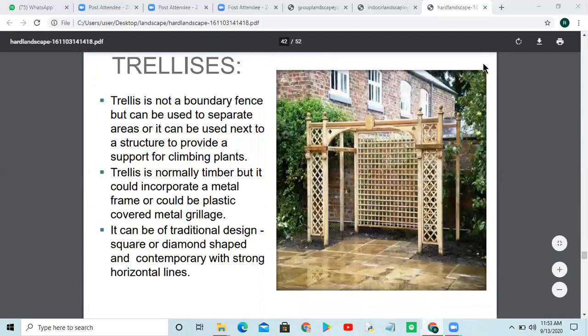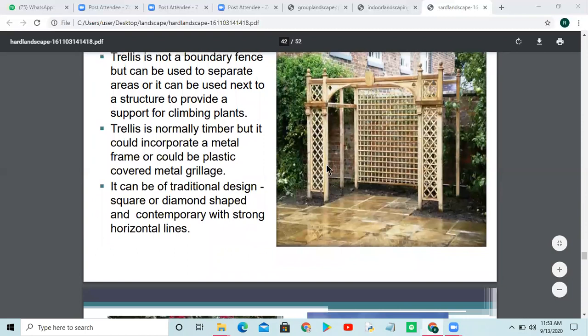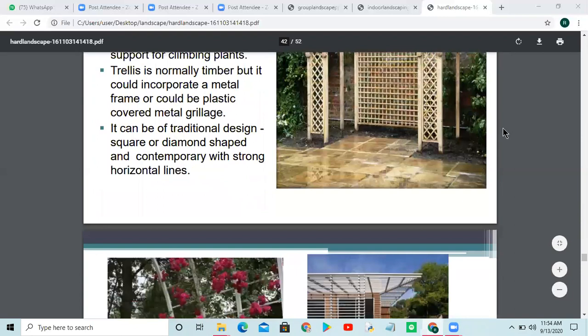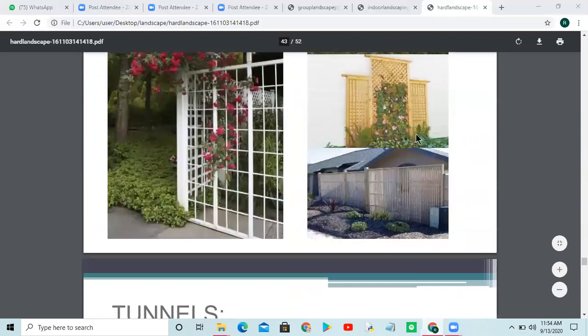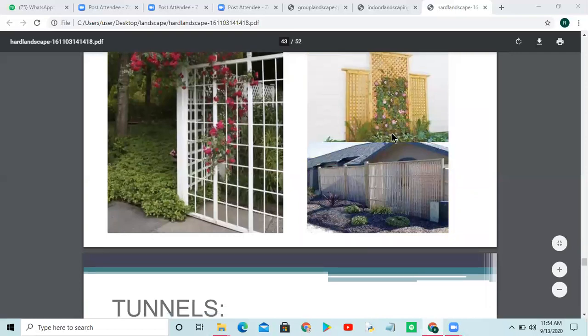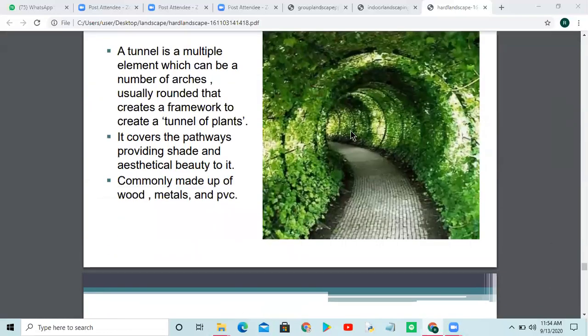These are structures where, when you want to separate spaces, this can be used for climbing plants. This is basically a structural element which helps you to define a space, or helps a creeper to climb. They have been very commonly used in this Nehru Place Mall also. Tunnels are created.